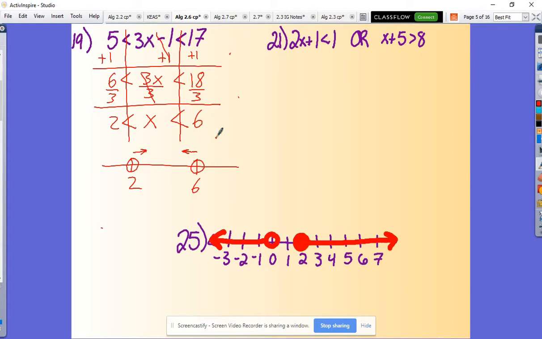And it looks like this is going to work out. Both my arrows are going toward each other. So that means this is going to be filled in the middle. And these are the possible numbers for x. Okay, fantastic. We just solved that one.